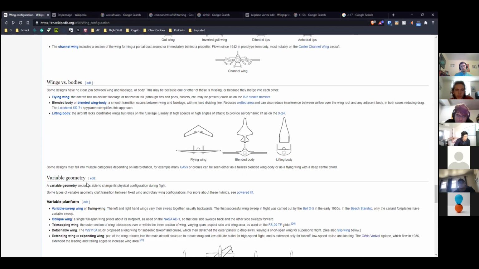Blending the wing into the body is useful if you want stealth, basically. Cal Poly has built flying wings before, and at least one blended wing, but I don't know why they did that exactly. Lifting body is usually bad. It's for going really fast, because you're going fast enough that you can get all the lift you need from literally just the fuselage shape, and you don't need any wings. But flying wing and blended wing can be useful.